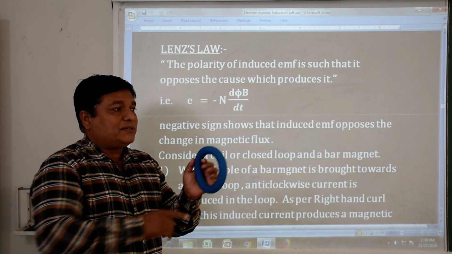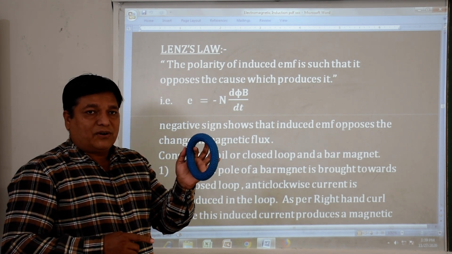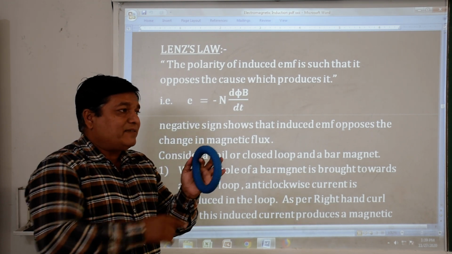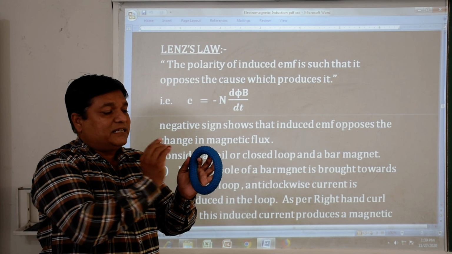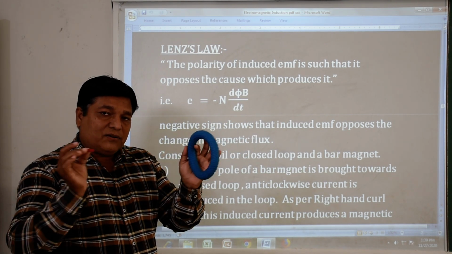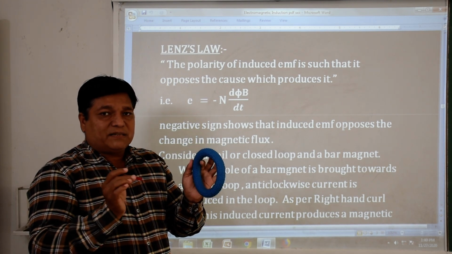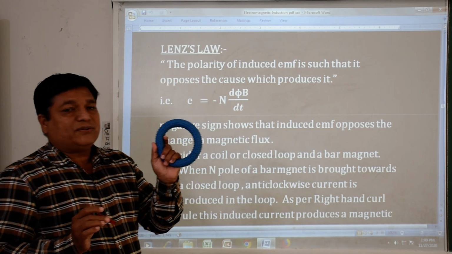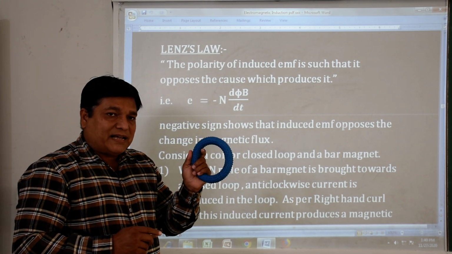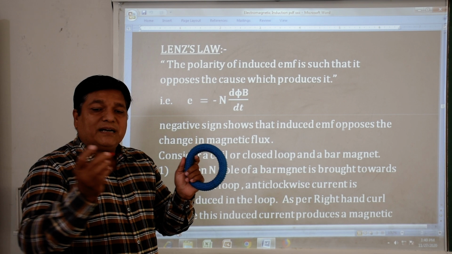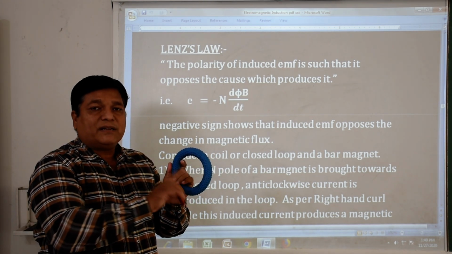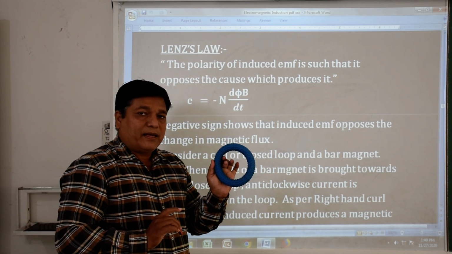An induced EMF or current will flow through this coil, and this induced current flows in such a way that this face of the coil becomes a north pole. When a north pole is brought near a north pole, repulsion takes place. This means the coil produces current in an anti-clockwise direction in such a way that it opposes the change in magnetic flux, the cause which produces it in this particular coil.